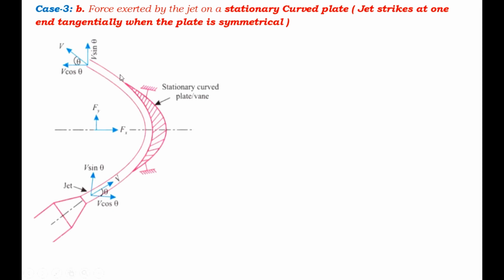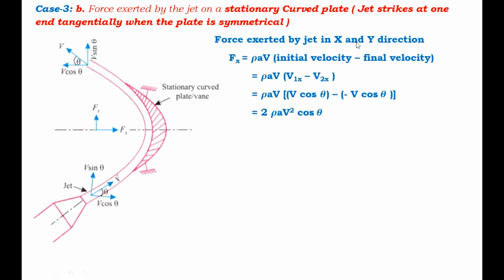The force exerted by the jet of water on the plate in the direction of x and y are: Fx is equal to mass flow rate into change in velocity in the x direction, that is Fx is equal to m dot in bracket v cos theta minus in bracket minus v cos theta. If you simplify this, we get Fx is equal to rho a v in bracket v cos theta plus v cos theta. Now we get Fx is equal to twice rho a v square cos theta.